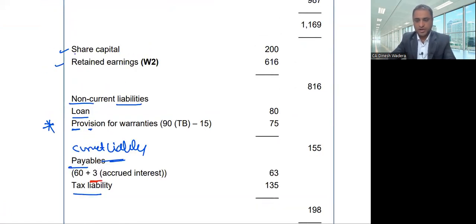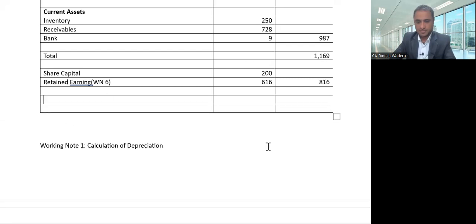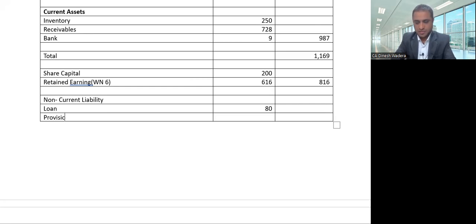And what else do we have in the name of non-current liability? We have loan, we have provision for warranty, closing balance. I already explained where to consider the provision. Loan is 80, provision for warranty closing balance as required 75, it will come to 155.